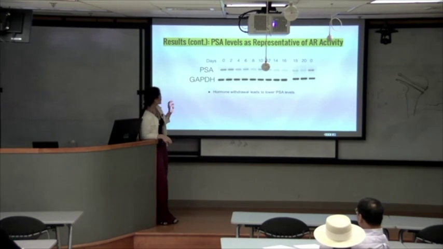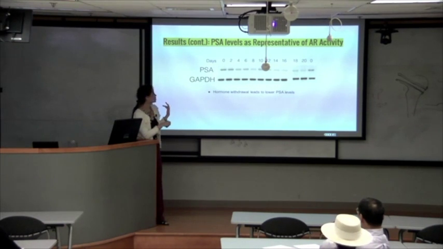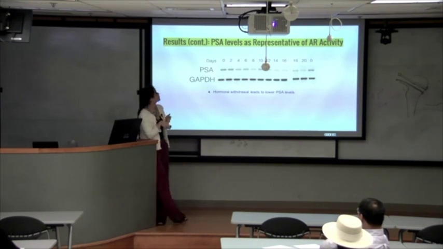So we wanted to see PSA mRNA levels as an indicator of what might be going on with the androgen receptor. And this is an RT-PCR, and we have PSA mRNA levels, and we have GAPDH, which is used as an internal control. So for all 20 days, you can see a gradual decrease in the PSA levels, and the GAPDHs are comparable.